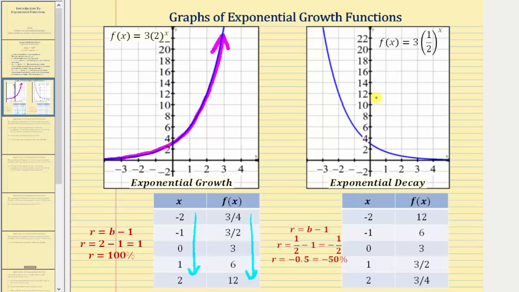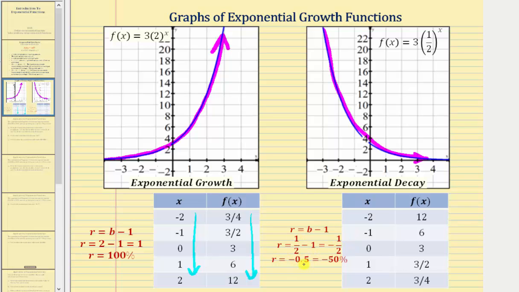Now looking at the function here on the right, notice how the base b is between 0 and 1, and therefore we have exponential decay, and therefore we have a function that decreases at a constant percentage, so as x increases, the function values decrease. And in this case, because the base b is equal to 1/2, we can say that r equals b minus 1, or in this case, r equals 1/2 minus 1, which equals negative 1/2.